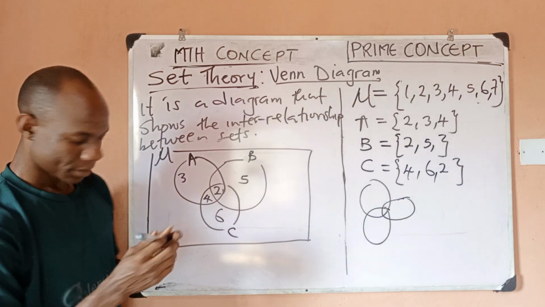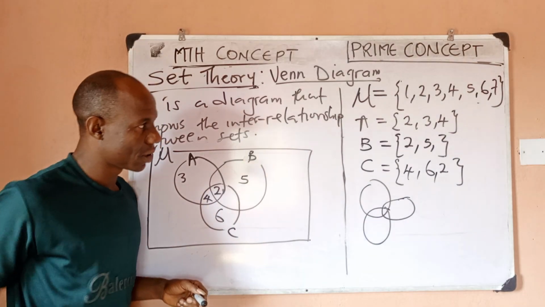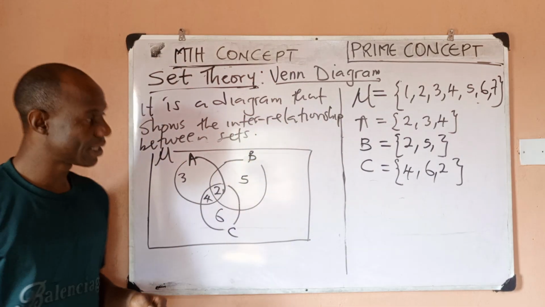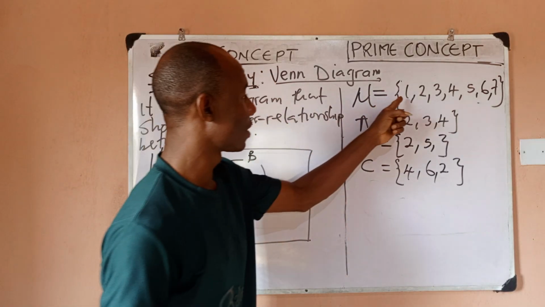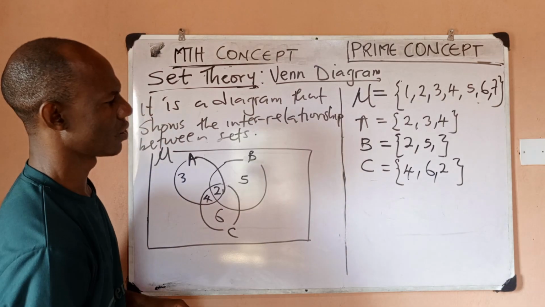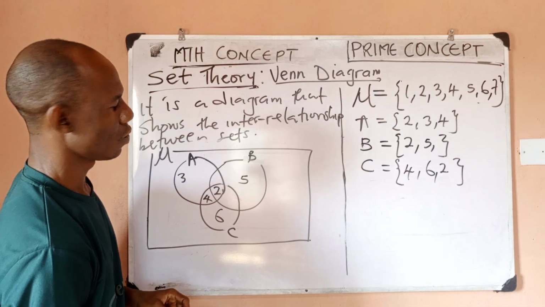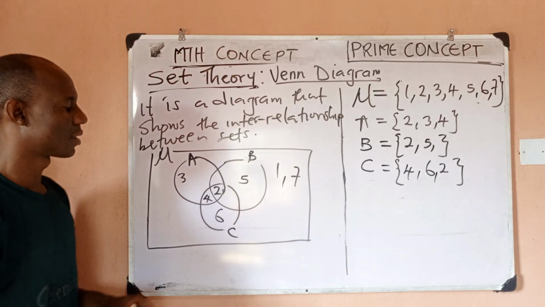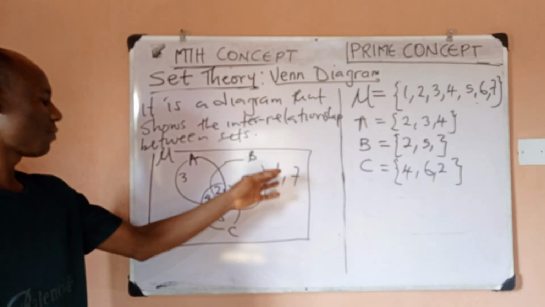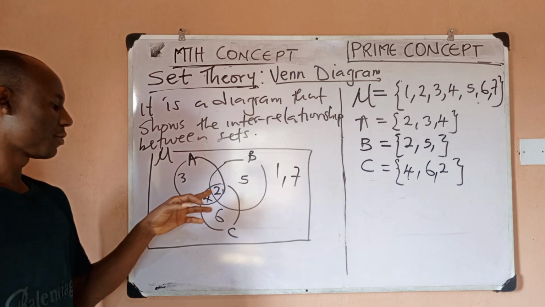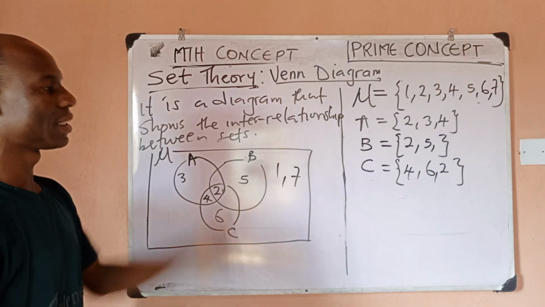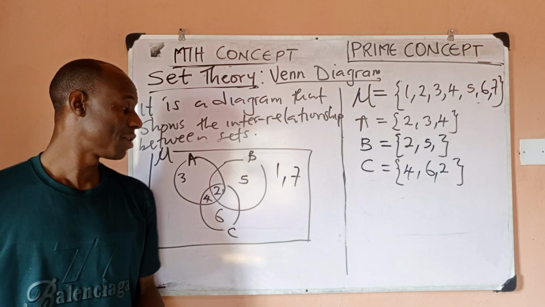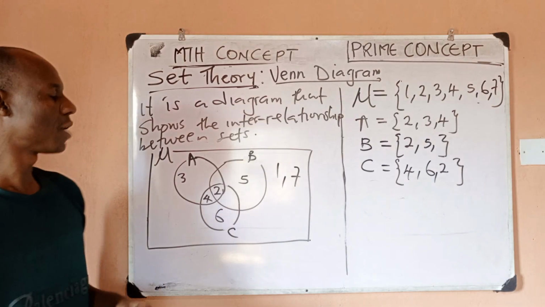Then we are not done, because in our universal set we still have some elements that are present in the universal set, such as 1, what else? 7. 1 and 7. So we have 1 and we have 7. So if you put all this together, we have 1, 2, 3, 4, 5, 6, 7. So then this is our diagram for the 3 sets, right? I believe that this is very clear to you.